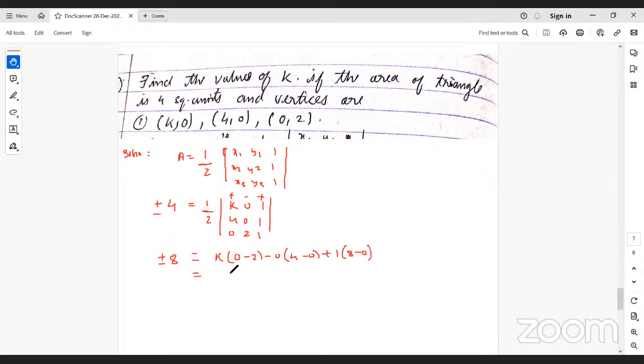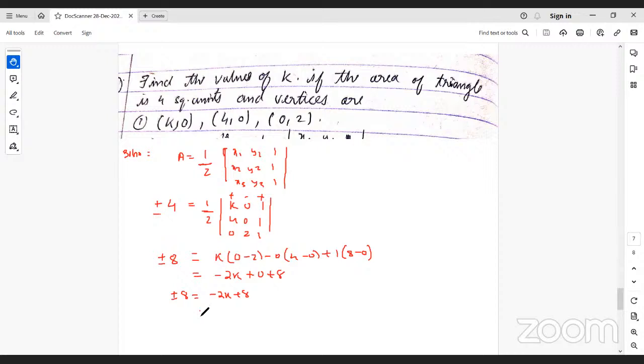So on simplifying this, we get minus 2k. Again 0 into any number is 0, 4 minus 0 is 0, and similarly 1 into 8 will be equal to 8. So here we are getting the equation in the form of plus or minus 8 is equal to minus 2k plus 8.